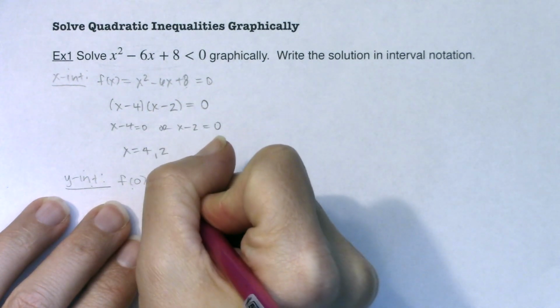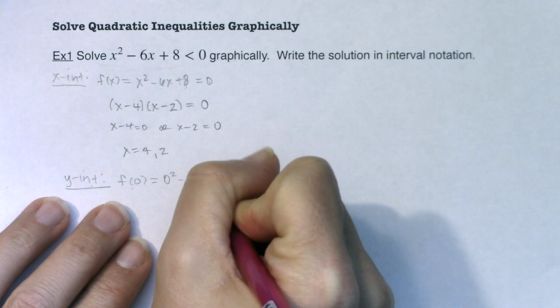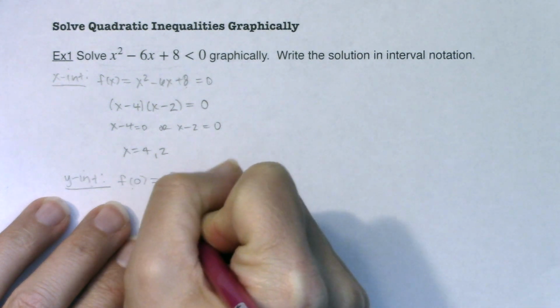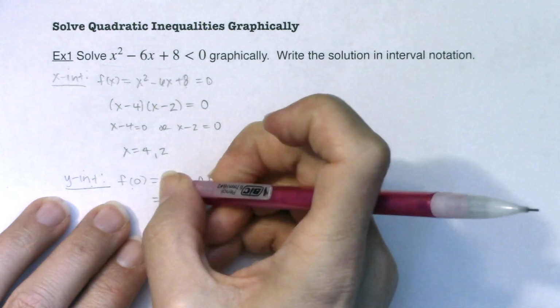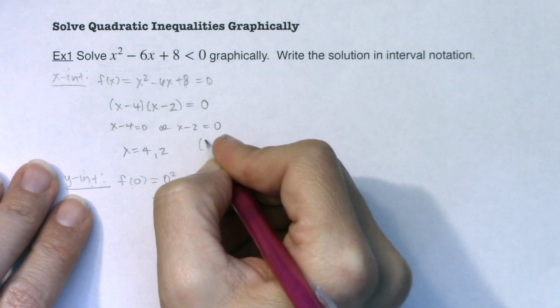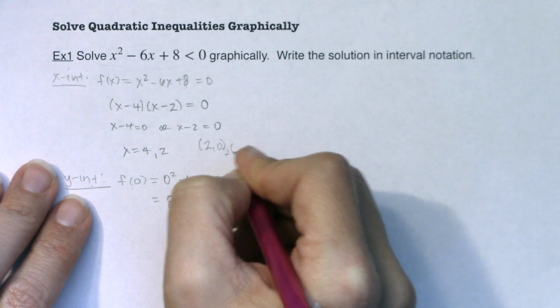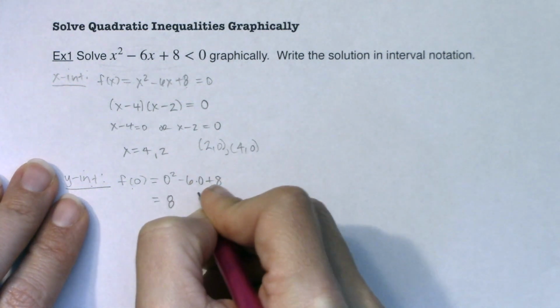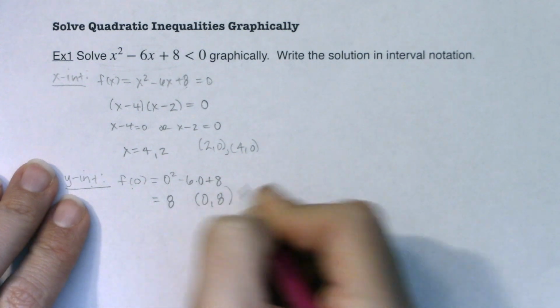And when I play this out, I get what? 0 squared minus 6 times 0 plus 8. So I see that's just the number 8. All right, so I've got my two x-intercepts at (2, 0) and (4, 0). And then I've got a y-intercept at (0, 8).